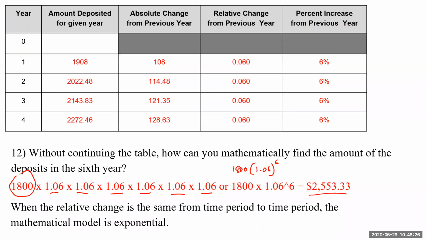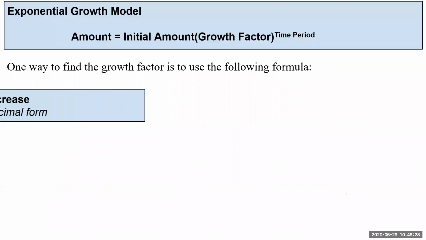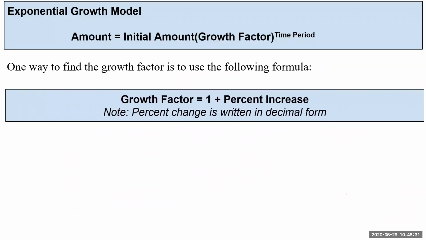And that is what we call an exponential model. So when relative change stays the same from time period to time period, we say that we have an exponential model. Is that okay? Nice. So this is the formula for an exponential model. The amount is equal to the initial amount, the growth factor, and then the time period. Now, one way to find the growth factor is to use the following formula.